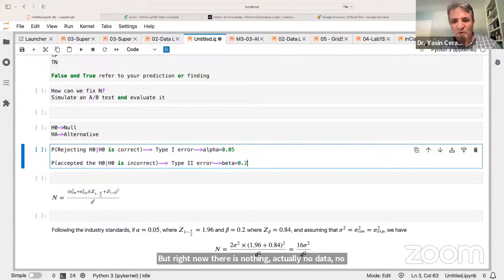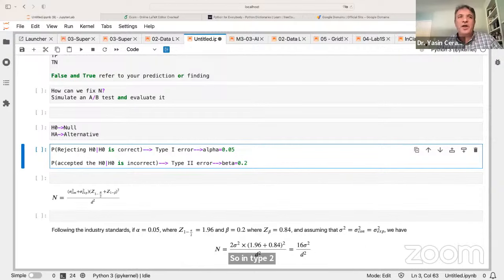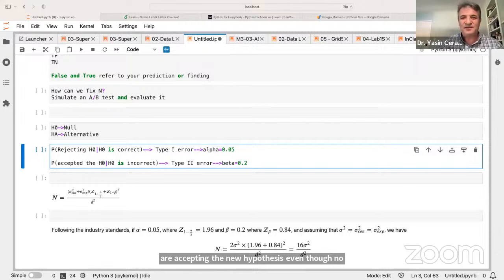In type 2 error, we are accepting the null hypothesis, even though the null hypothesis is incorrect. All right, type 2 error.